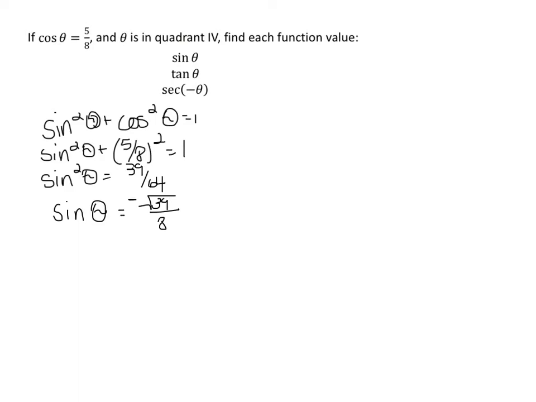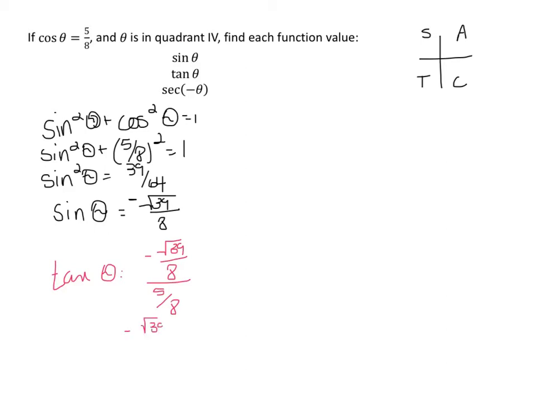The reason that I know it's negative is because cosine is positive in quadrant 4, sine is negative. To calculate the tangent, I'll just take sine over cosine. I just copy dot flop and get negative square root of 39 over 5.